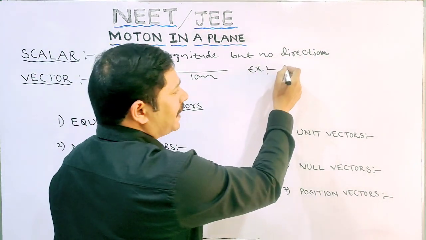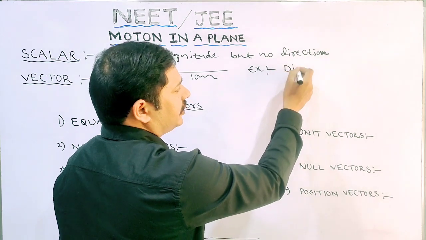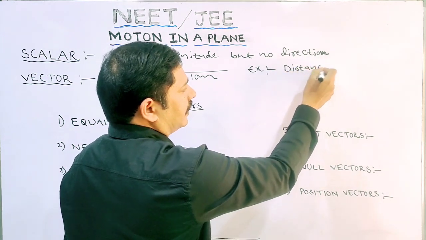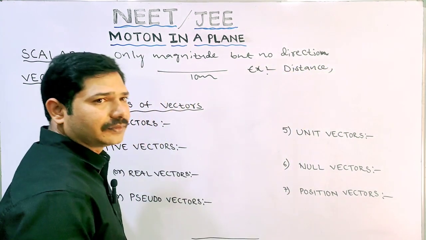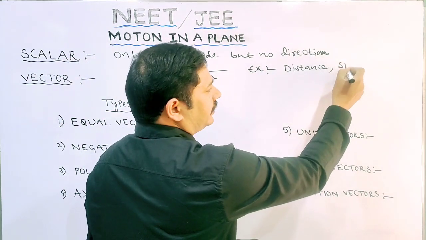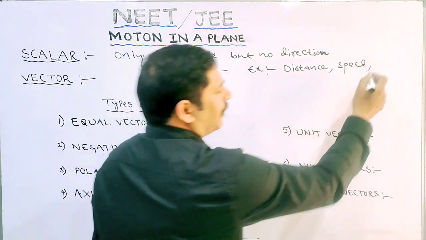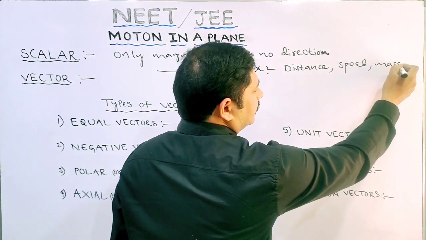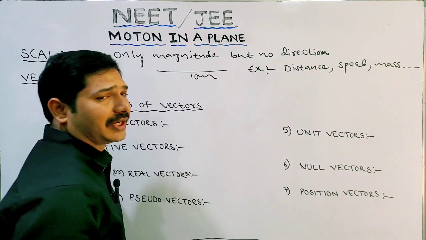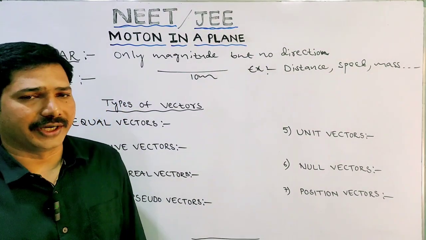Examples you can take: distance, speed, mass, temperature, etc. for scalar quantities.